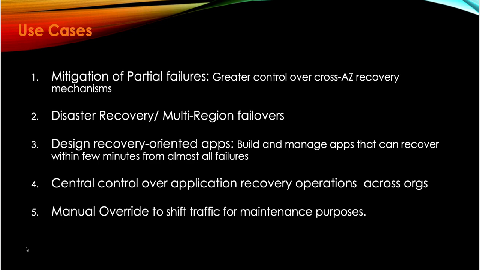The fifth one is manual override to shift traffic for maintenance purposes. So suppose you want to do maintenance in one region and you want to fail over to a secondary region for that time, you can do that as well. Another use case can be if you are running your application in three availability zones, and you're deploying a new app, so you deployed in one AZ and you start facing some issues, you can cut off traffic to that one and do your debugging and testing and all those things, and then you can bring it back by using those controls. So that's all about Application Recovery Controller, guys.